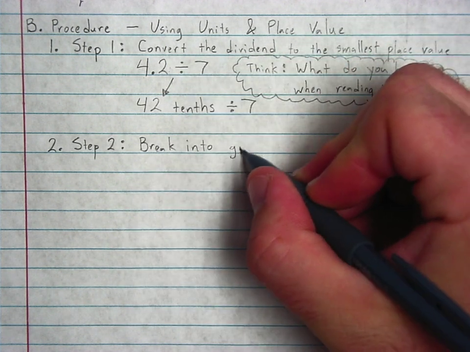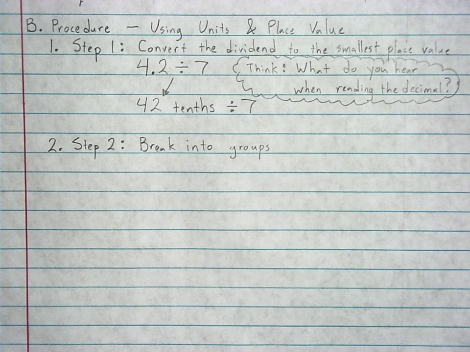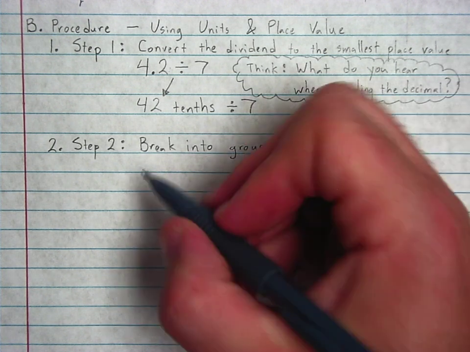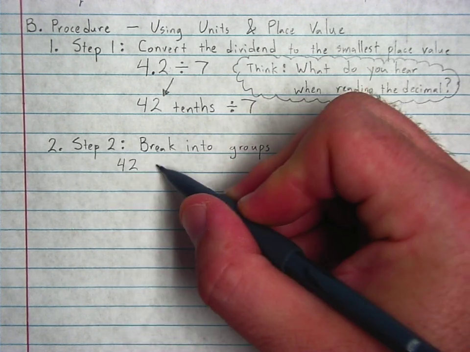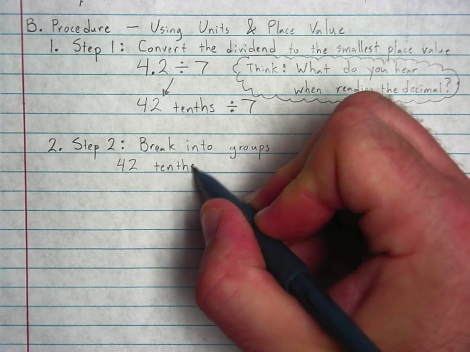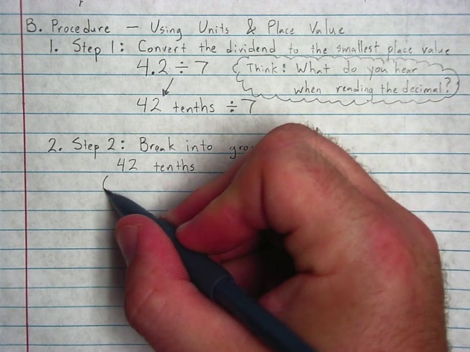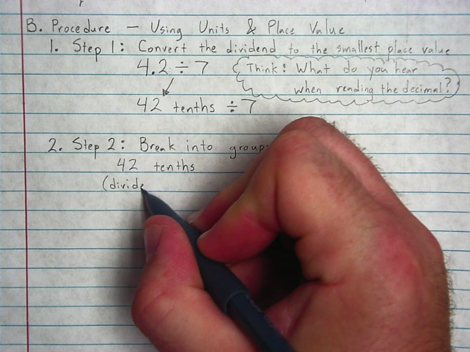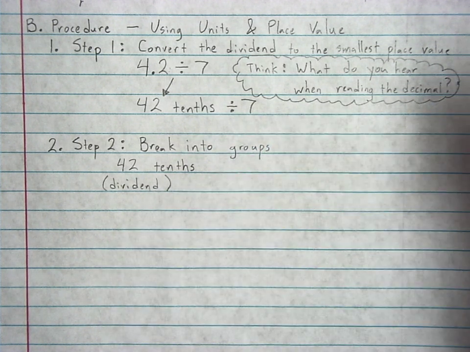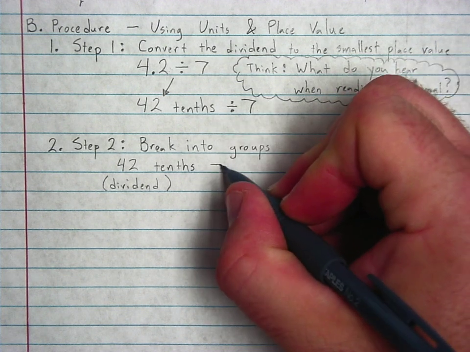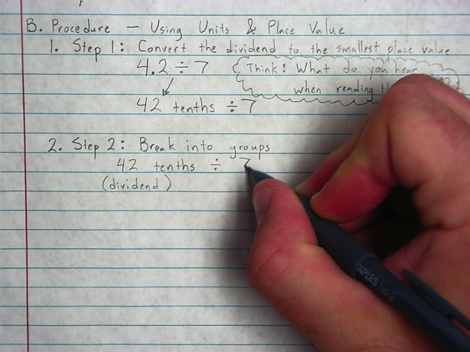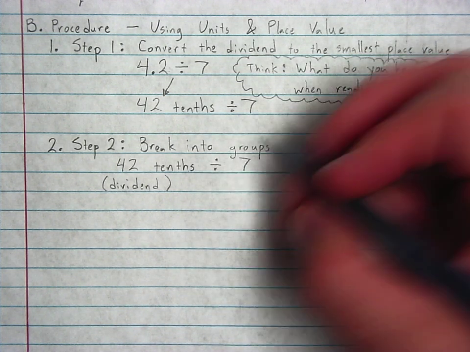Break into groups. And some of you have probably already done this. We're going to take the 42/10, which again looks a little different, but I mentioned before, this is representing your dividend. This is what we're starting with. This is the number that's being broken, and we are splitting it into 7 groups. That makes 7 your divisor.